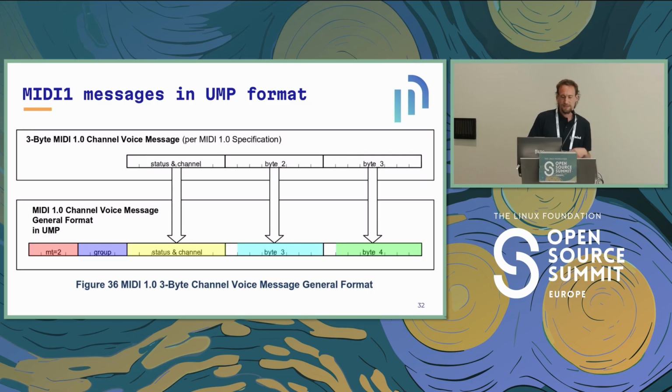simple. You have the message type 2, which indicates MIDI1 data. Then again, the UMP group to which you're delivering that message. And then simply you put the 3 bytes channel voice message we saw earlier simply just afterwards.